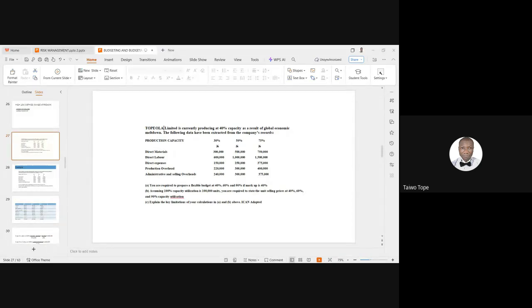So looking at this question, what are we going to do? What will be the guide in trying to solve this question? First, once you see a question like this, you don't need anybody to tell you. Your mind should just go straight to what? High-low method. The question can vary. You can have more than this capacity level. You can have just 2. You can have just 30% and 50%. You should know you have to use high-low method.